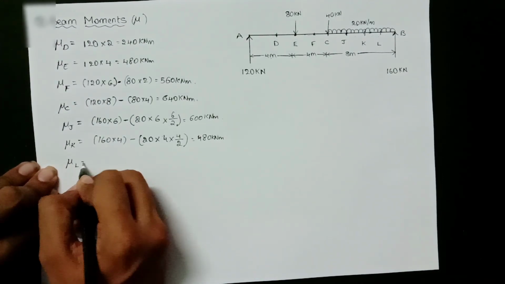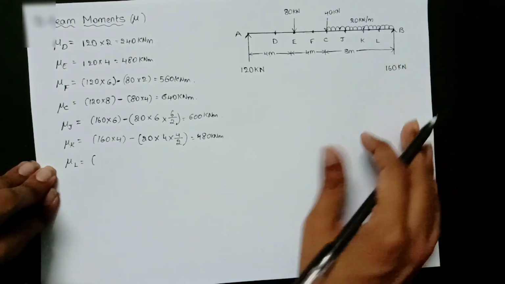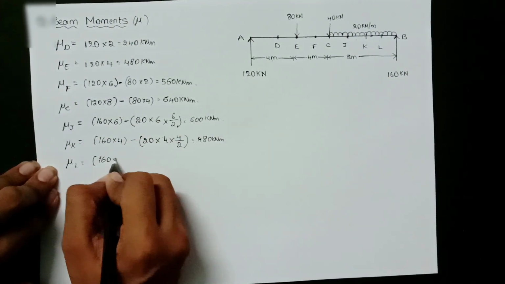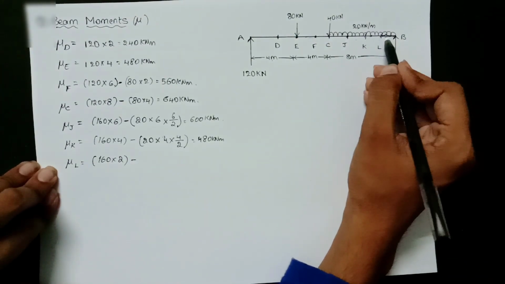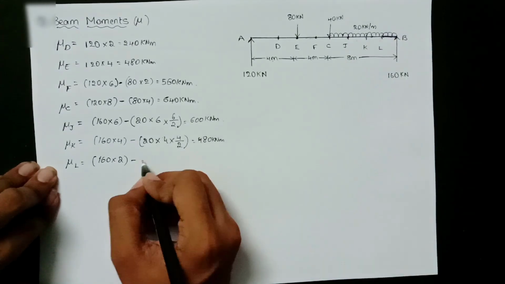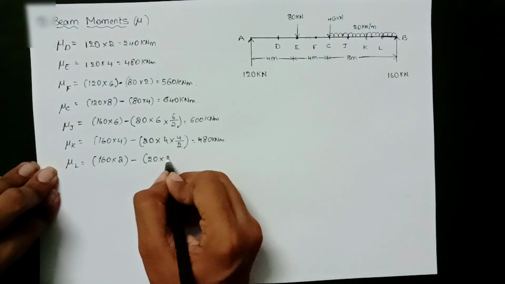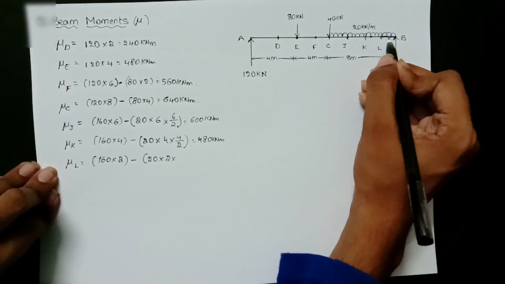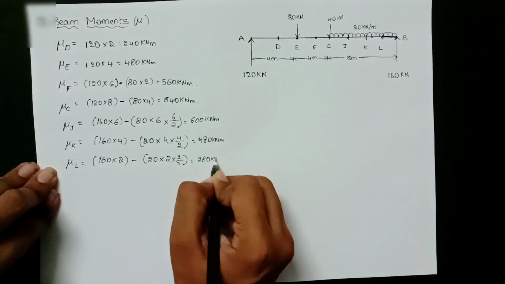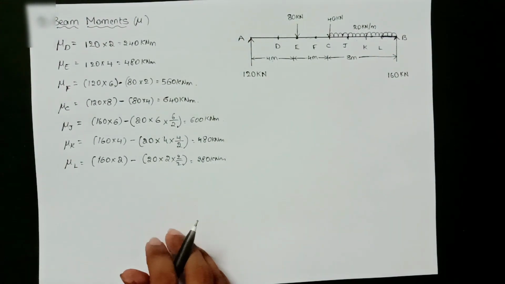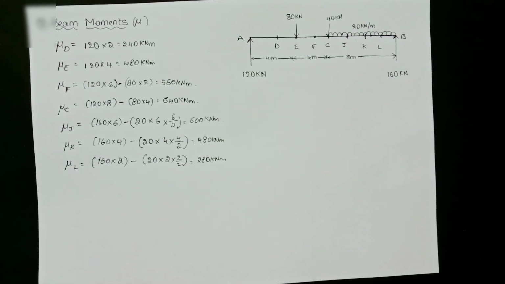Mu L. The next point is Mu L. Now again 160 into 2, minus, so this portion of UDL is taken. It is a hogging moment, load intensity is 20, the length of UDL is 2 meters, and the point to center of UDL will be 2 by 2. Now the value is 280 kilonewton meter. So these are the moments which are obtained if I consider the arch as a simply supported beam.